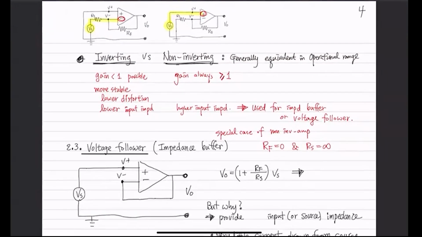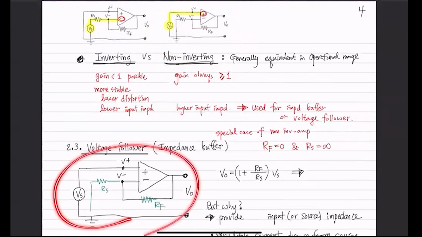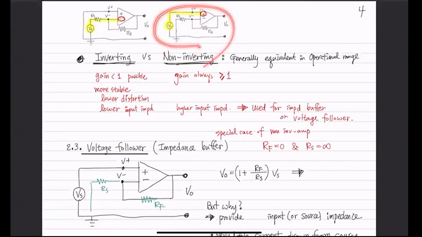So this guy here is the non-inverting amplifier, right? For a non-inverting amplifier, we had this RS and we have this RF, right? This would be a non-inverting amplifier, same as this guy. It has a resistor, and a source goes into the positive. And what if we just get rid of this guy, just go away?